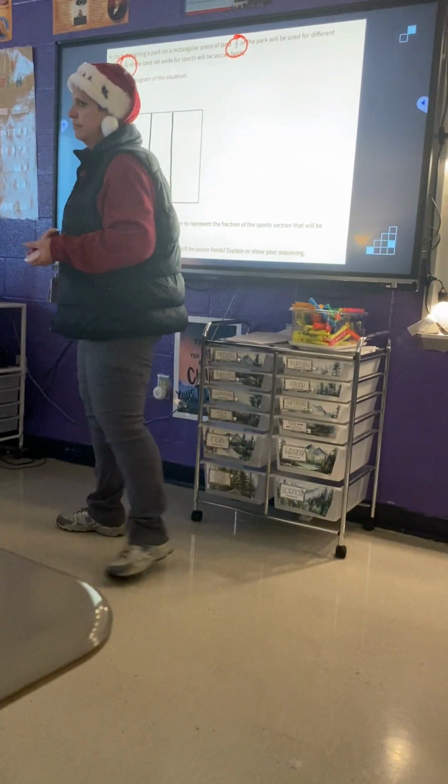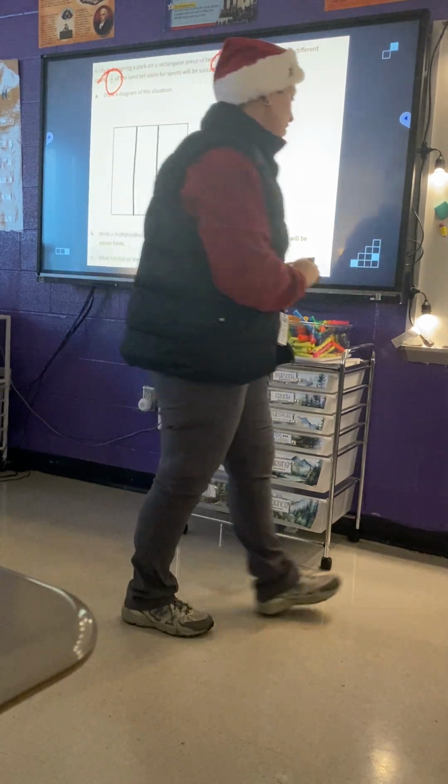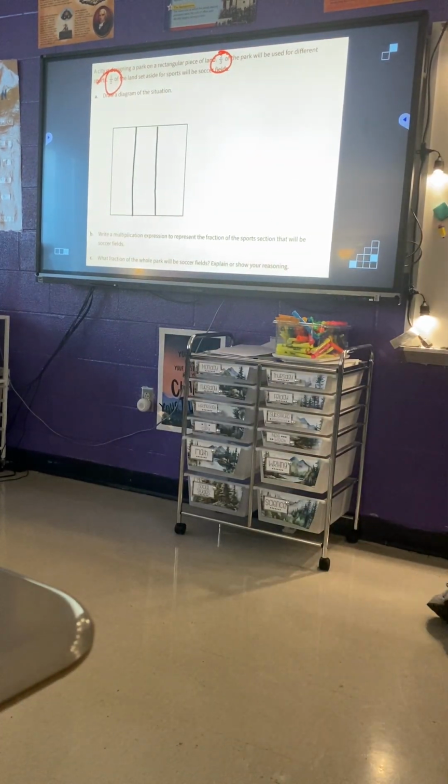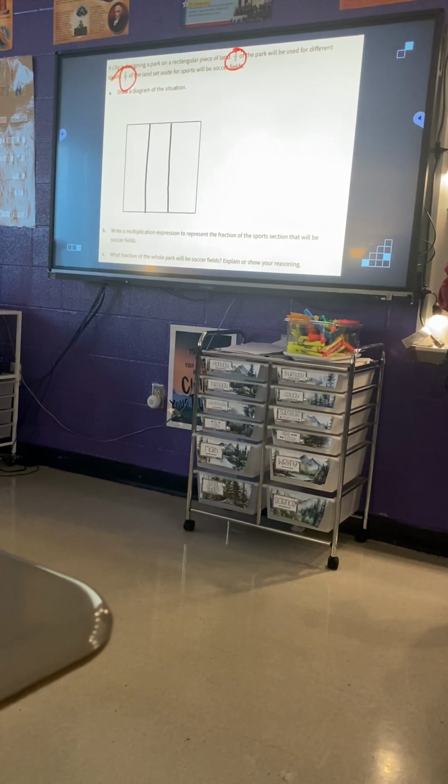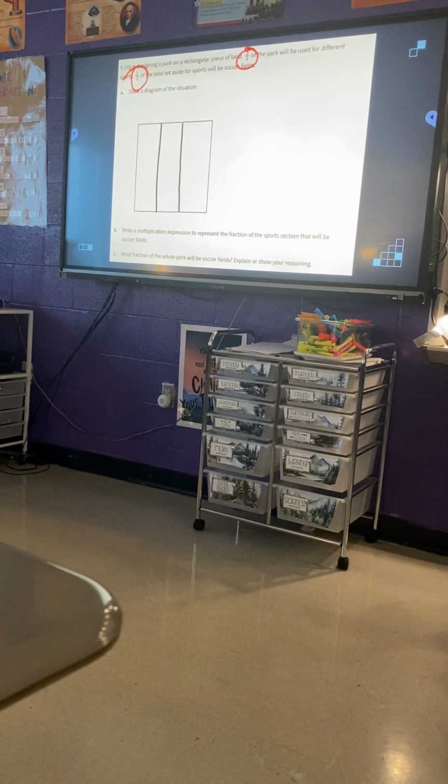I normally do sideways lines first. That's fine. I drew a really good line. However you want to do it, as long as you can explain it.